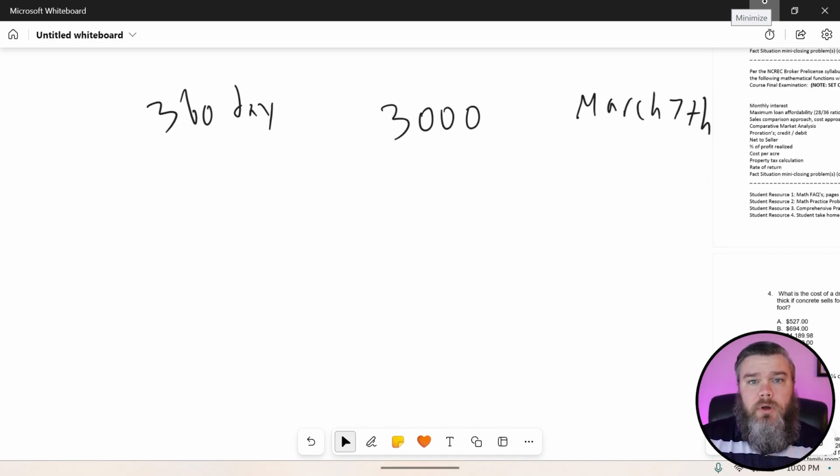Now, in North Carolina, we don't consider our tax bill due and payable until September 1. Not all states consider it that way, so it's very important to read the question carefully to see, has the tax bill been paid yet? Has it not been paid? And kind of work accordingly.